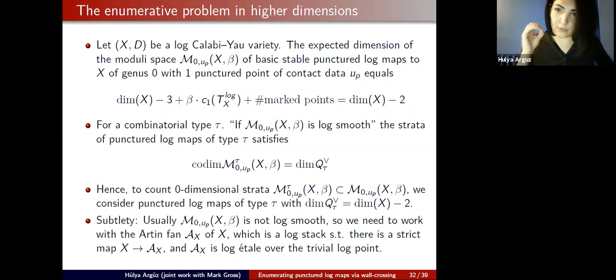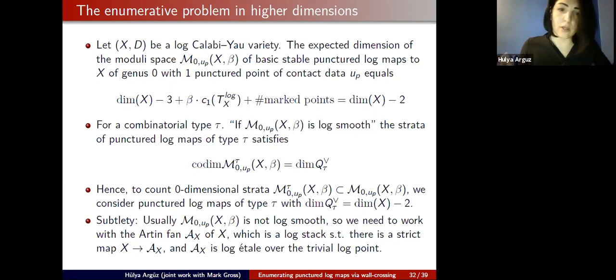If you look at an n-dimensional Calabi-Yau variety X_D, the expected dimension of the moduli space of punctured log maps of genus 0 with only one punctured point with a given contact data with the toric boundary is n minus 2. And if you also fix the combinatorial type of a log map, which I mentioned at the beginning, by definition of the basic monoid, it follows that in good cases, if the moduli space is log smooth, the dual of the basic monoid has the same dimension as the codimension of the stratum corresponding to tau in this moduli space. So because our moduli space is of dimension n minus 2, we want to count zero-dimensional strata in this moduli space. So we need to count things with basic monoids of dimension n minus 2.